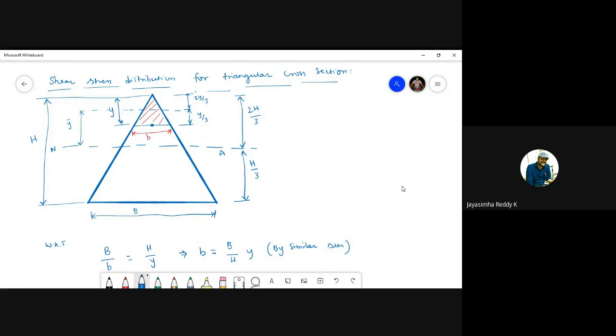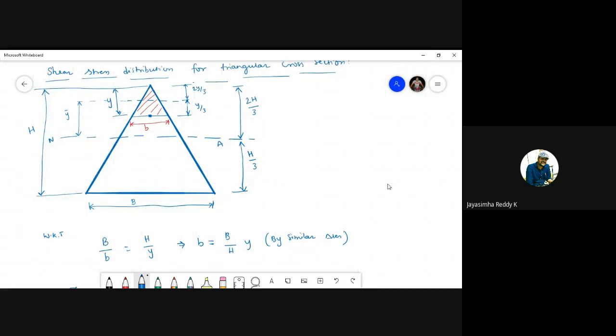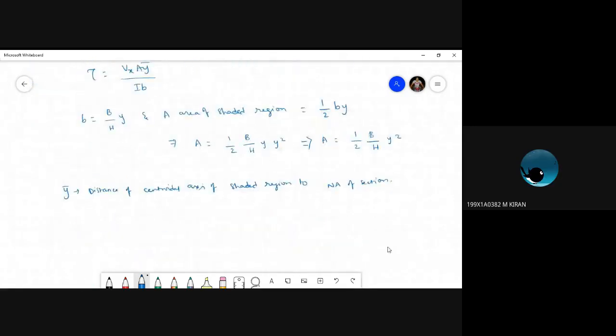So if you want to write y bar, I'll subtract 2y by 3 from the 2h by 3. So from this total 2h by 3, I'll subtract 2y by 3. Is it right? So that I'll get this distance. Everyone okay with this? Okay, sir. So now y bar can be written as 2h by 3 minus 2y by 3. So this becomes 2 by 3 of (h minus y).